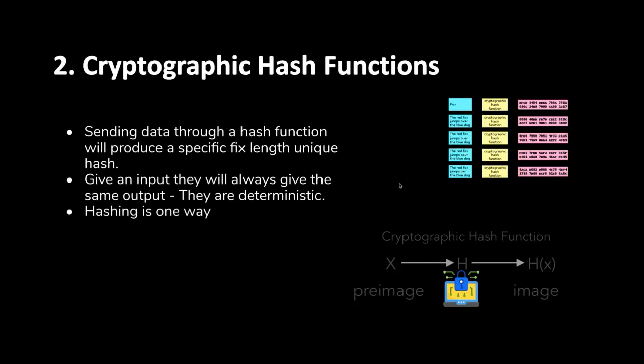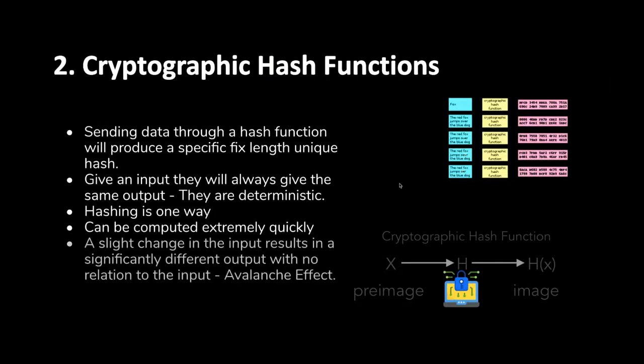So now we're going to talk about cryptographic hash functions. Once again, a hash function, very simply put, is the fingerprint of the data. When we send data of any input through a hash function, it's going to produce a specific fixed-length unique hash. Given an input, they will always have the same output because these algorithms are deterministic. This is also a one-way process. You cannot decipher what the original data is from the hash, but you can verify the data utilizing the hash.